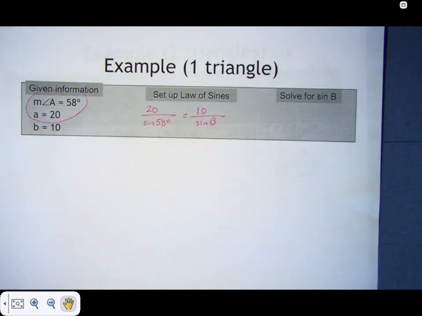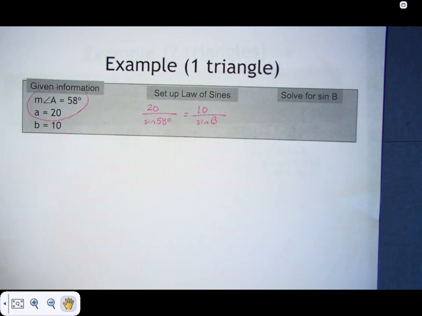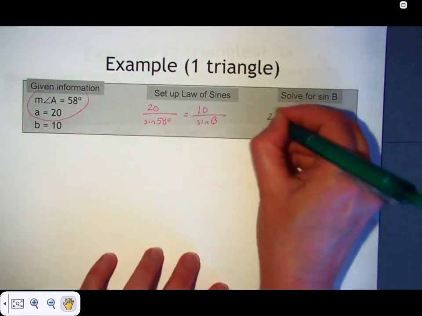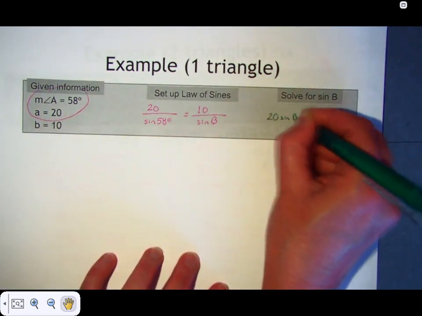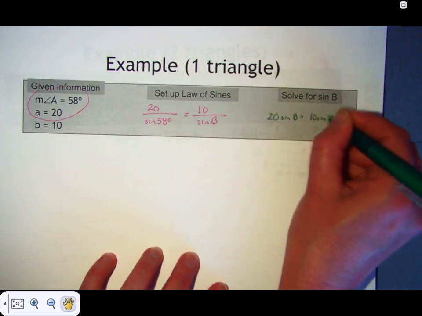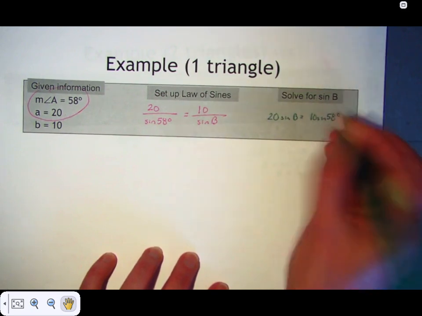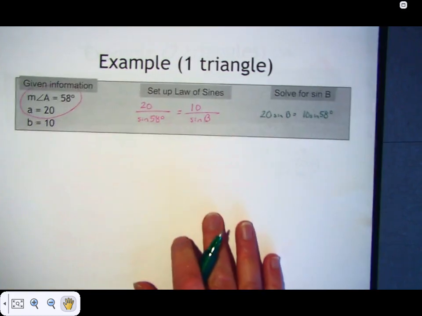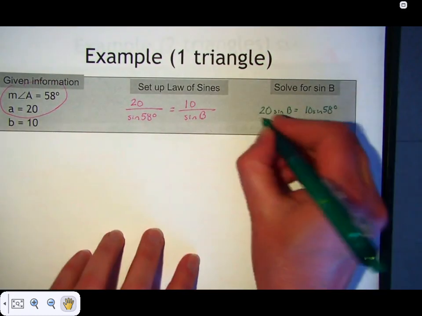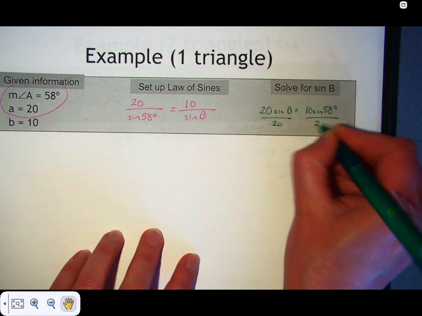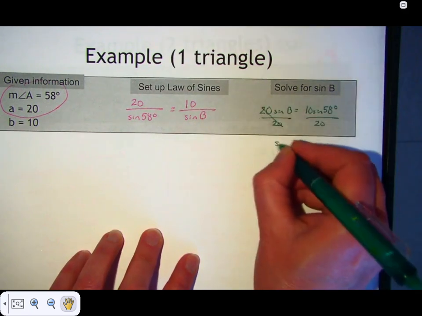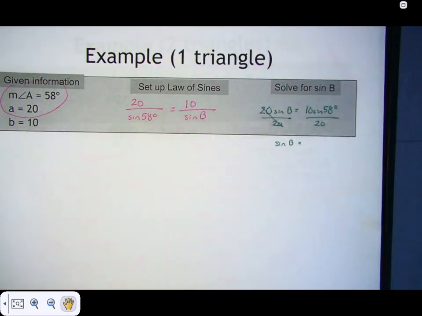You're going to figure out that first angle, and you're going to try to figure out two angles that it could be. I'm going to go back to the green here. So cross multiply, you'd have 20 sine B equals 10 sine 58. Divide by 20. And I'm going to need to know what that is.